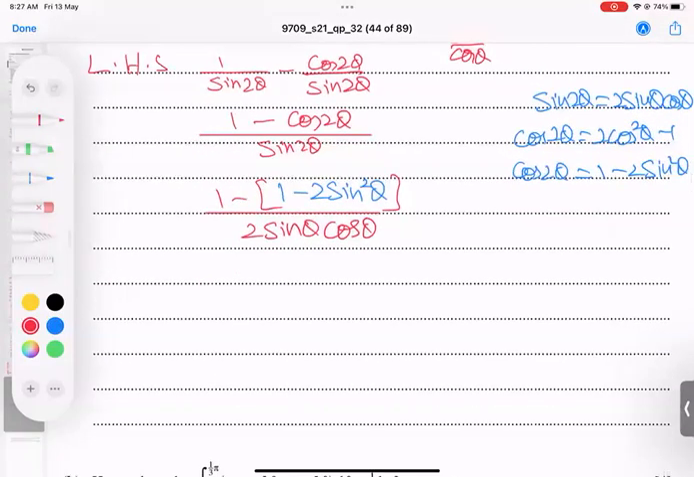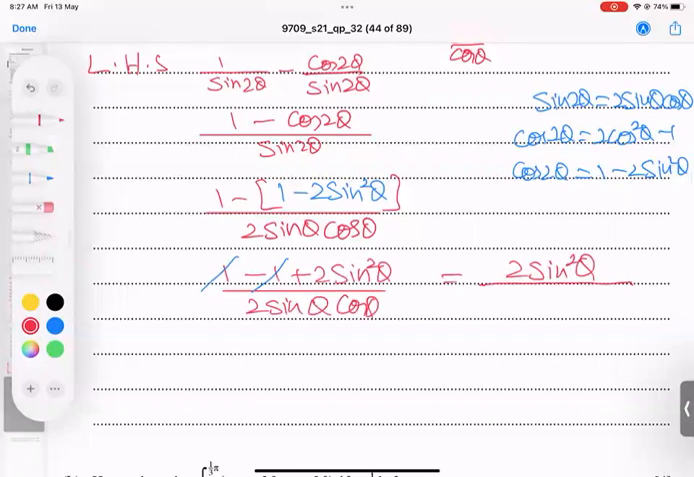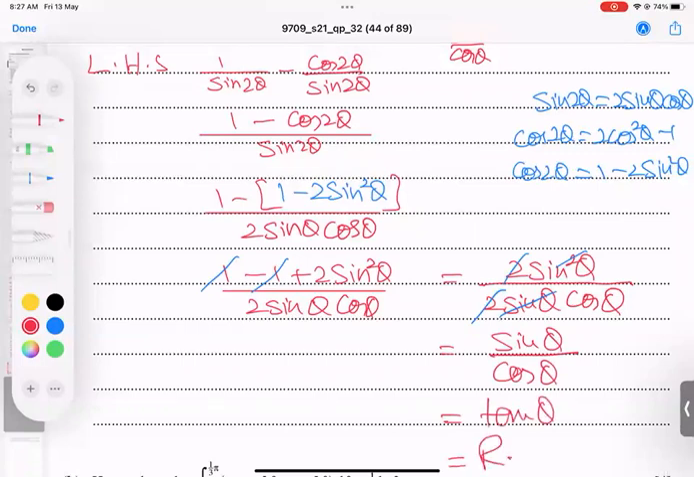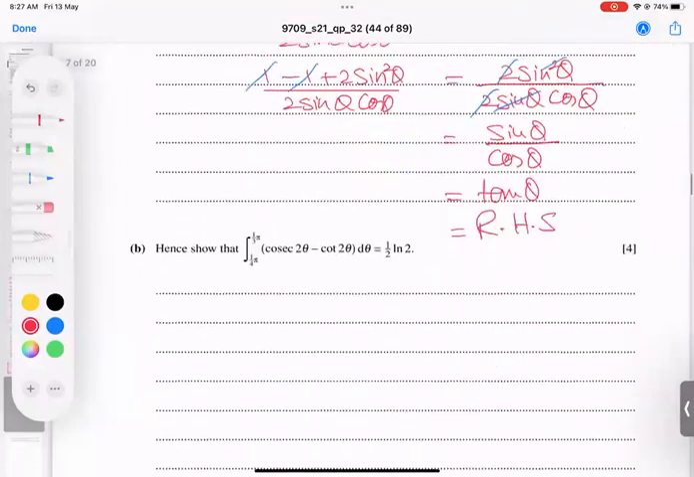So open the bracket, 1 minus 1 plus 2 sine square theta. And down 2 sine theta cos theta. It's very clear 1 and 1 cancel out. We get 2 sine square theta over 2 sine theta into cos theta. And here again, 2 cancels out, power cancels sine, and we are left with sine theta over cos theta, which is actually tan theta. So right hand side true. I hope the point is very clear.